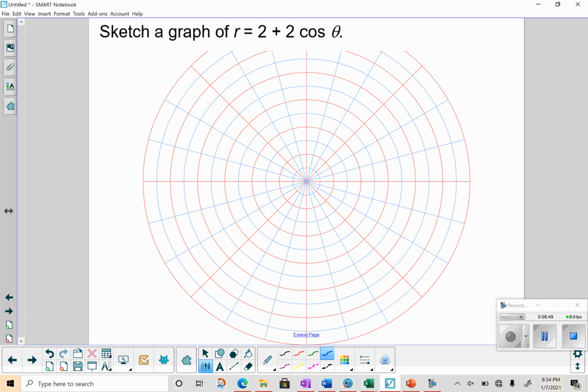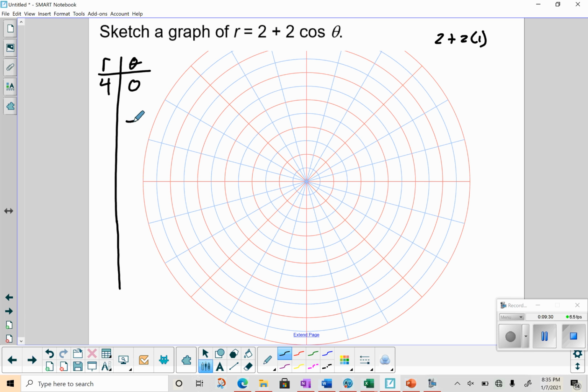All right, let's sketch a graph of r is equal to 2 plus 2 cosine theta. Now you'll have to remember a little bit of your trigonometry, or if you don't want to think that much, plug it in. The cosine of 0 radians is 1. So then we do the lovely algebra here. So this is 2 plus 2 times 1. Well, 2 times 1 will give us 2. 2 plus 2 is 4. So I need to plot the point 4, 0.